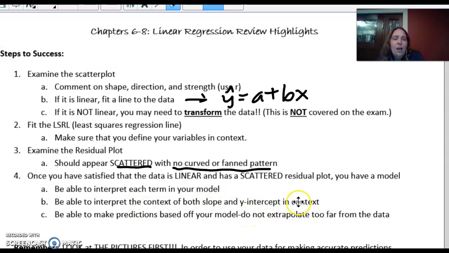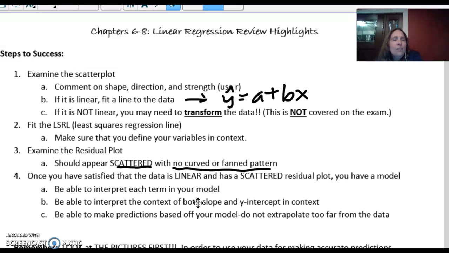When you interpret the slope and the y-intercept in context, remember, can I say context again? Gosh. All right, slope is the change in y over the change in x. So for every additional 1 x unit, you have b, because b is the slope, additional y units, or maybe there's a decrease if b is negative, a decrease of y units per extra 1 x unit.